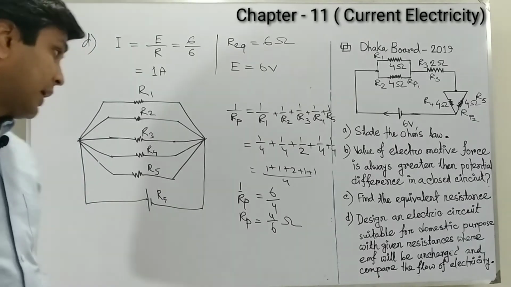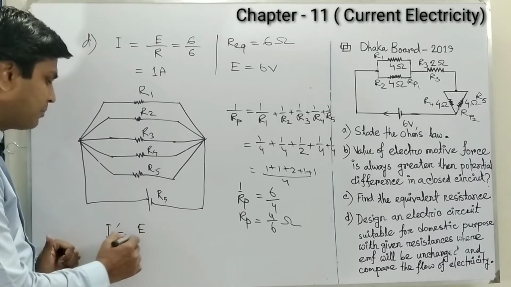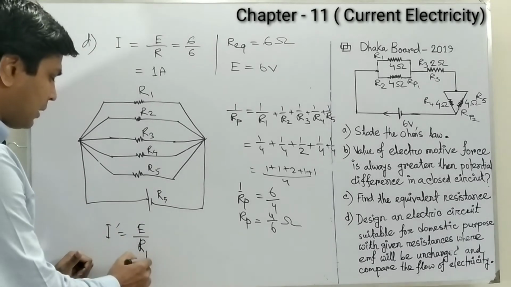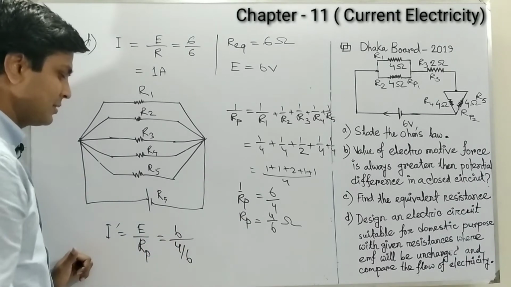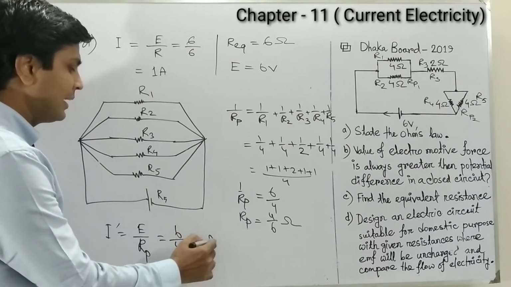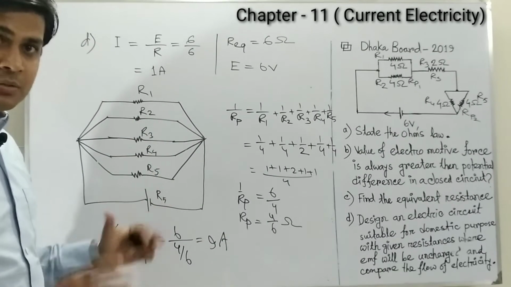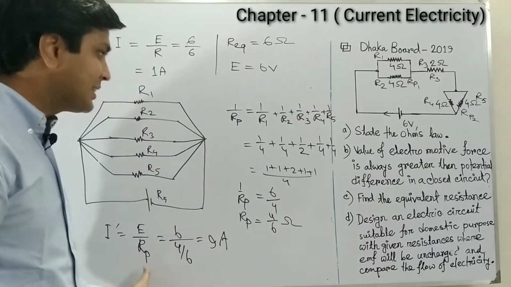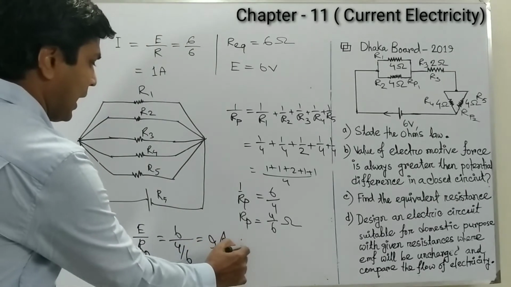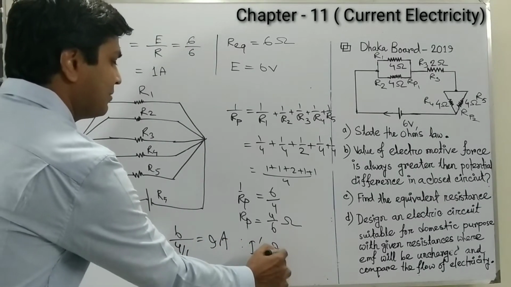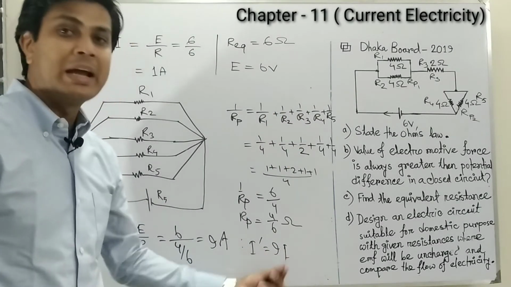Now, if you calculate the current of the circuit, then we can write I prime equals E divided by Rp. Here E is 6 volt and Rp is 4 by 6. Then the answer will be 9 ampere. So the current passing through the circuit used in domestic purpose is 9 times greater than the current in the given circuit. So we can write I prime is 9 times the current passing through the given circuit. That means I prime equals 9I.